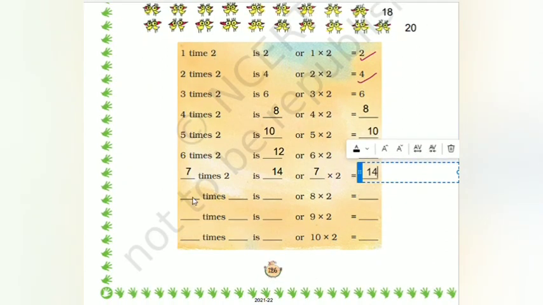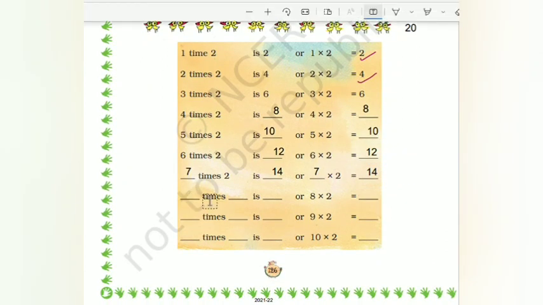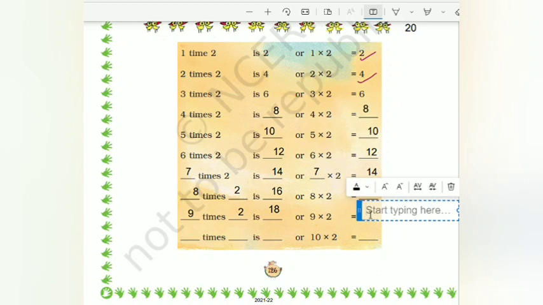Then next, what will be here? 8 times. Okay, 8 times what is present? 2 birds are present. 8 times 2 birds are present. So that is equal to 16, or 8 into 2 we can write as 16. Then 9 times what is seen? 2 is seen, 9 times. So the answer is 18. 9 into 2, 18.